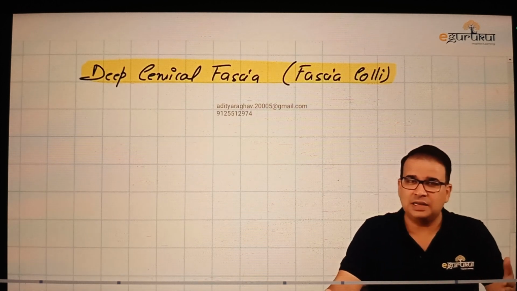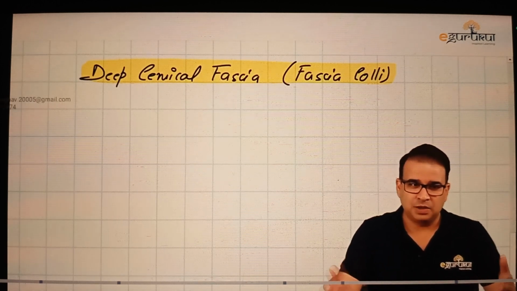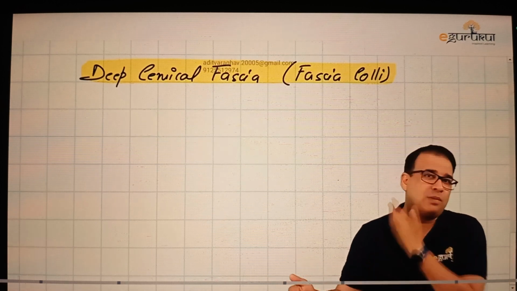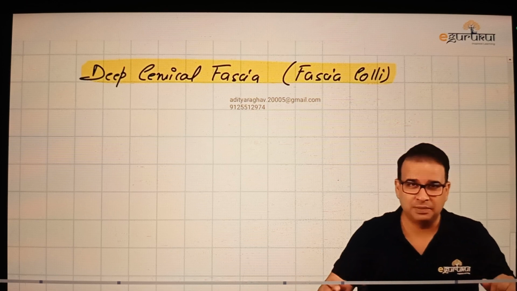It is imperative to understand the deep cervical fascia before we go any further in head and neck. Because now, knowing the cranial nerves, once you know the deep cervical fascia and the blood vessels, then we'll be in a very, very good position to talk about the triangles of the neck in detail and understand them rather than mugging them up.